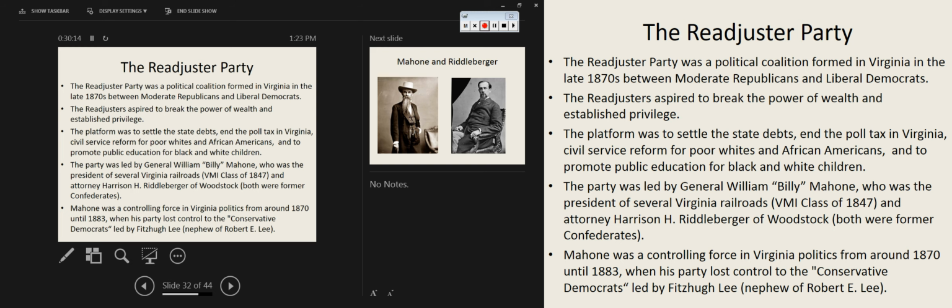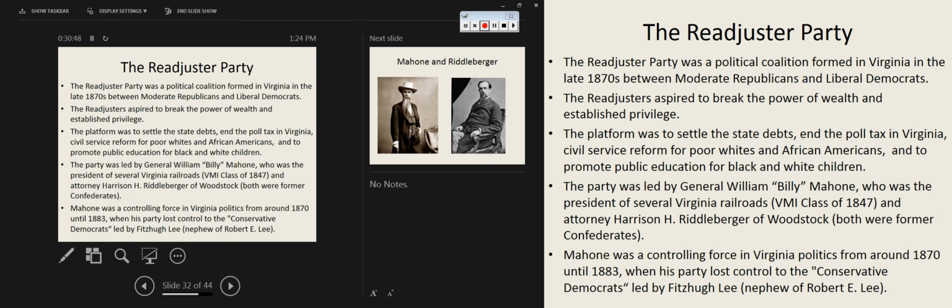The party was led by Civil War General Billy Mahone, one of Lee's generals. He was a railroad magnate from Petersburg, Virginia, also a VMI graduate, class of 1847. And then attorney Harrison H. Riddleberger from Woodstock, Virginia. Both of these guys were former Confederates. Riddleberger owned a newspaper in the Valley of Virginia.